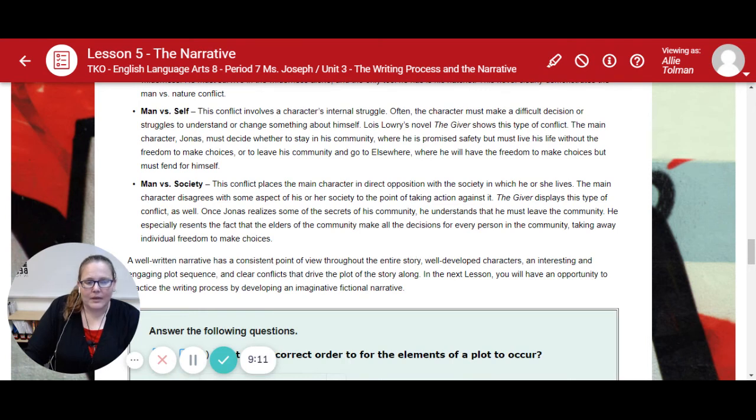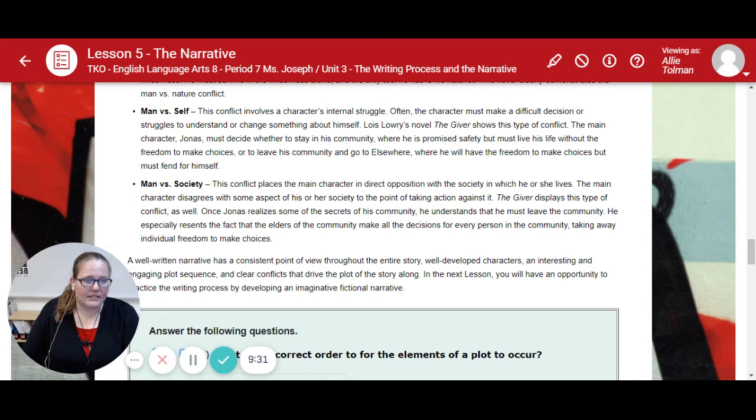And our final one is man versus society. This conflict places the main character in direct opposition with the society in which he or she lives. The main character disagrees with some aspect of his or her society to the point of taking action against it. The Giver displays this type of conflict as well.